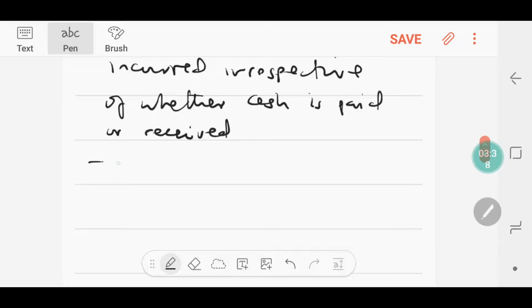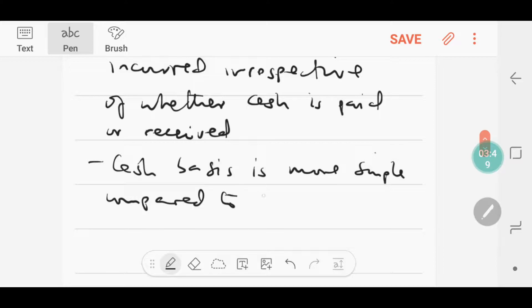Difference number two is that cash basis is more simple compared to accrual basis. Cash basis is simple because when you receive cash, you record revenue, and when you pay cash, you record the expenses. There is no complication of preparing ledgers for prepaid expenses or outstanding payment. So cash basis is simple as compared to accrual basis.